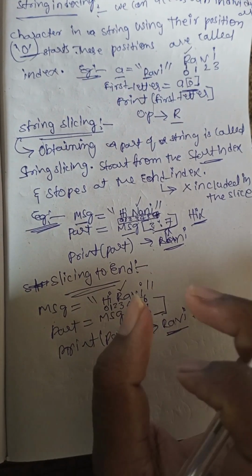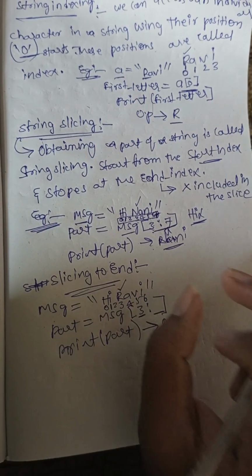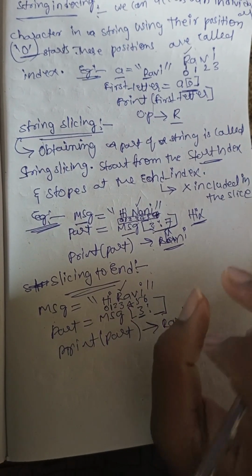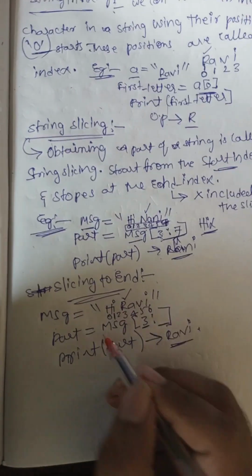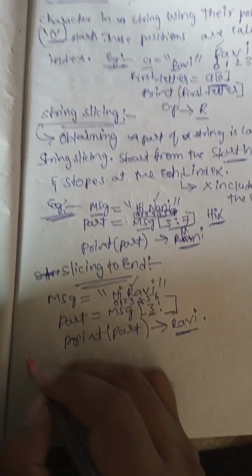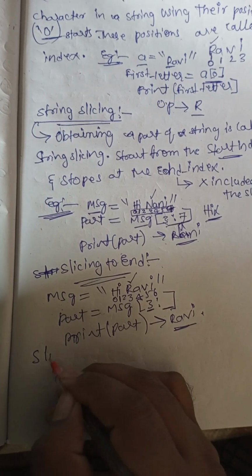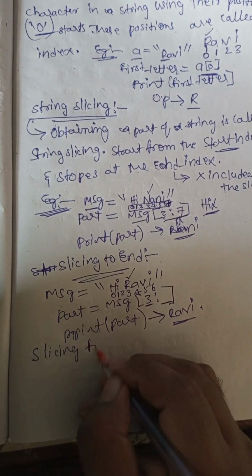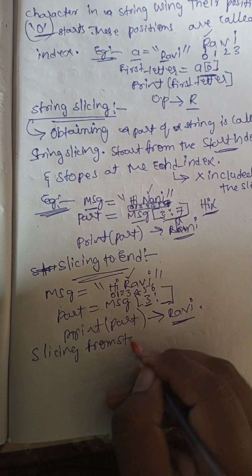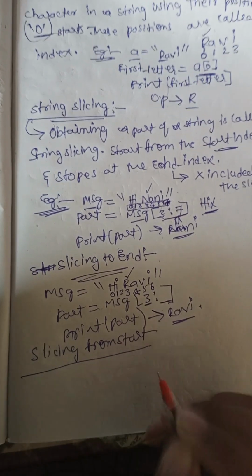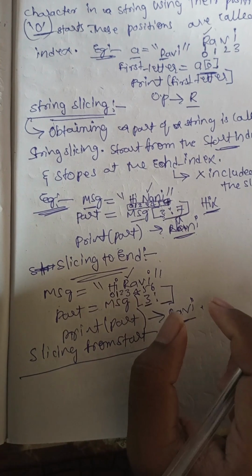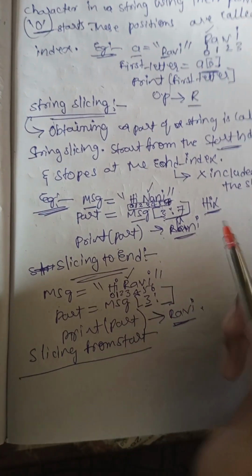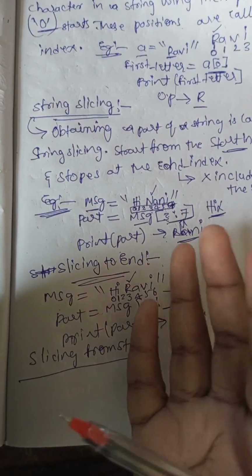Okay, an end index means what? If an end index is not specified, slicing stops at the end of the string. Okay, next, slicing from start. In the sense, if the start index is not specified, the slicing starts from index 0. That is known as slicing from the start.